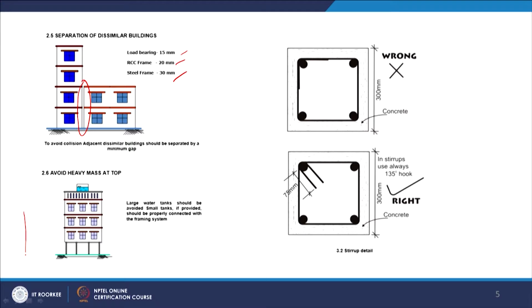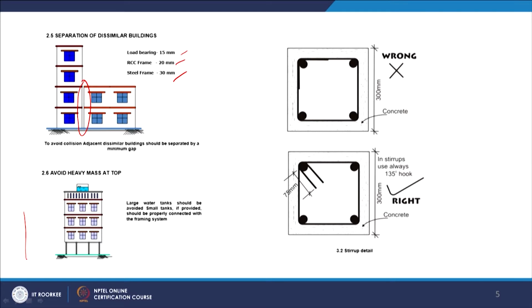Also, we should try to avoid heavy mass at the top, because normally in the previous building culture, they tried to build overhead tanks with heavy volumes. But during the movement, that can also give a load, and when the movement is happening, obviously it can bring instability in the whole structure. So the advice is, instead of a large tank, you can have smaller tanks and the water distribution system could be connected, so that you will not get any load aspects into it.